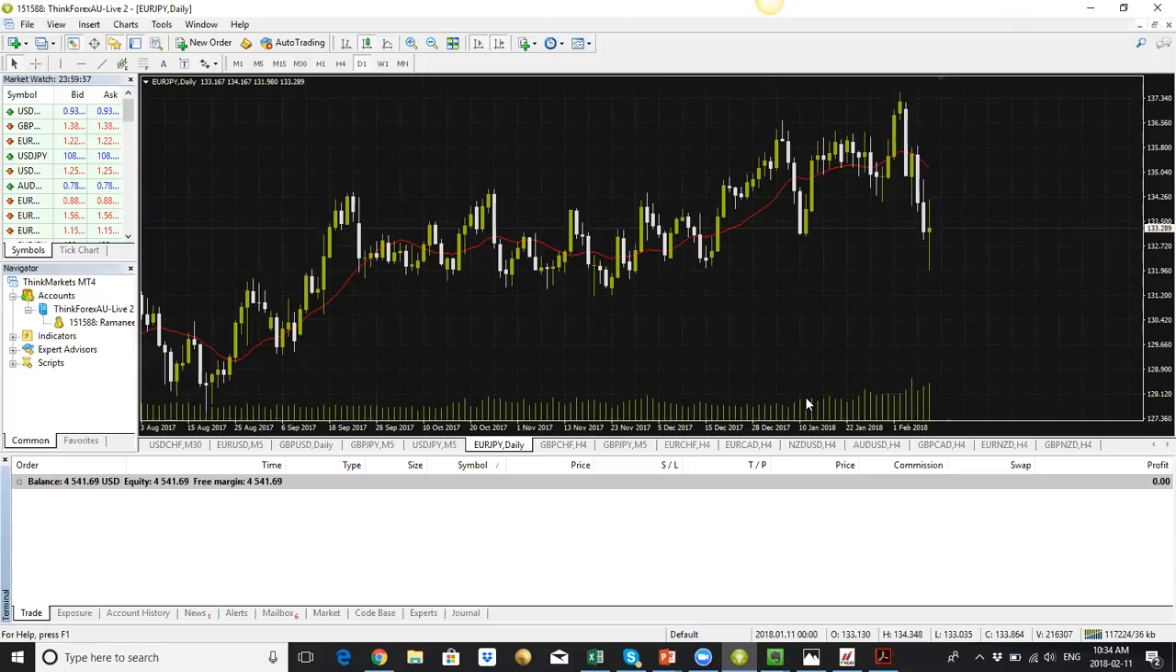On Friday, though, I did not get into any trades, and there was very good opportunity to short the yen crosses, just because I was traveling. So I was not in front of my computer to manage the trades. So all in all, I would say a good week.